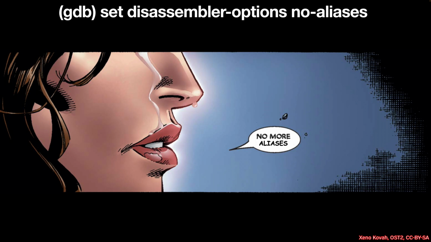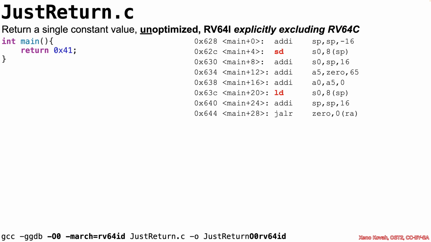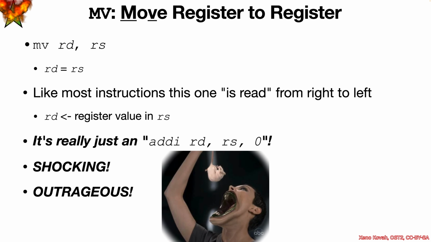And with that, I will now actually invoke Scarlet Witch's power. No more aliases. Whoosh. And I go ahead and blow those away. And what I see is that although we still have the SD and the LD, that move assembly instruction just went away. So indeed, it is shocking, it is outrageous. The move is actually just an addi with a register source, register destination, and an immediate of 0. So basically add 0 to your source and store it back into that destination.